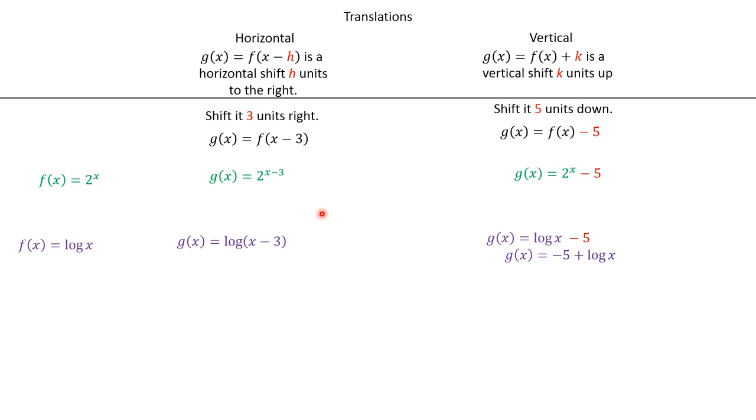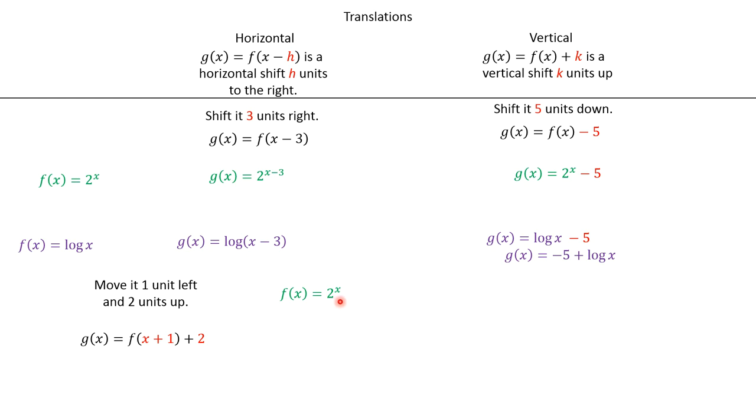Now, translations, we can do both horizontal and vertical at the same time. So let's move it 1 unit left and 2 units up. Moving it 1 unit left, we're going to have f of x plus 1, and 2 units up, we'll have a plus 2 at the end. So that means we're going to change the x to x plus 1, and we're going to stick a plus 2 on the end. So let's look at our exponential function.